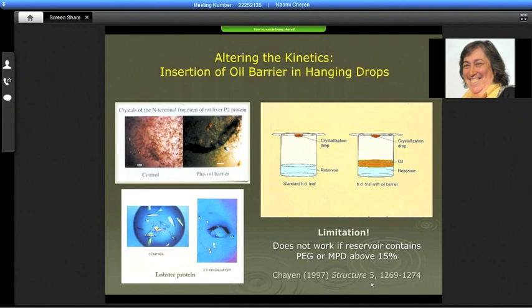Now, there is a limitation, which I still don't understand, but this method doesn't work if the reservoir contains PEG or MPD above 15%. And that's very odd. I don't know why. With salts, it works completely all right. Even with PEG, MPD, isopropanol, all these, if it's below 15%, you get the result. If it's above, you just don't. The crystals become worse. I've been trying for years to figure out why. I don't know the answer. So don't waste your time if your precipitant is above 15% of those.